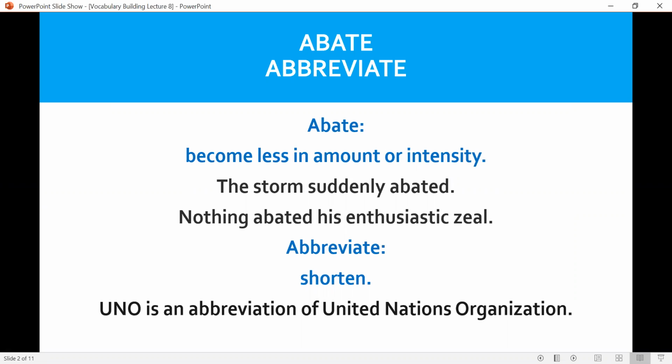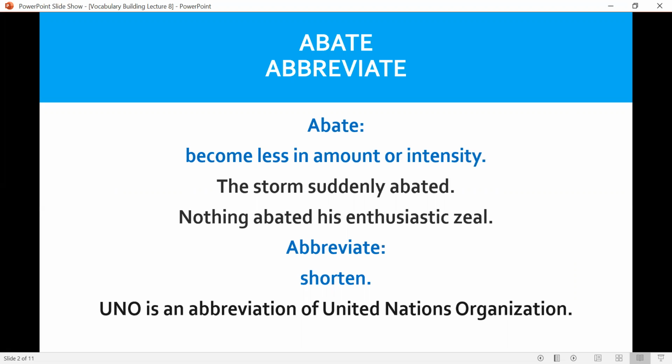Both ways. The storm suddenly abated, became less intense. Nothing abated his enthusiastic zeal. Nothing can lessen his zeal. This is what abate means.